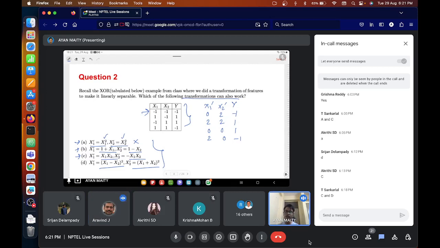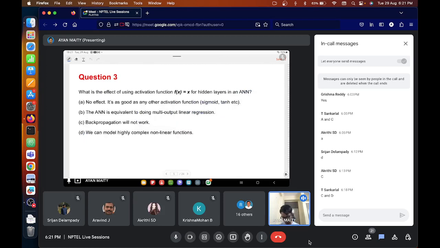Output levels we are not transforming, because by transforming the input features, we are trying to make them linearly separable. So the transformations are only on the input features. Output levels should remain the same for all 4 points. Okay, so we can move on to question 3.